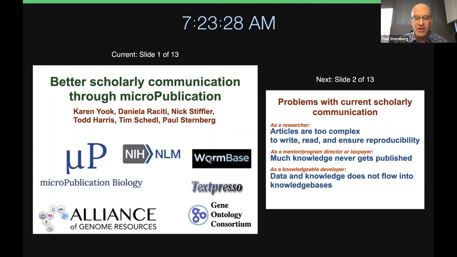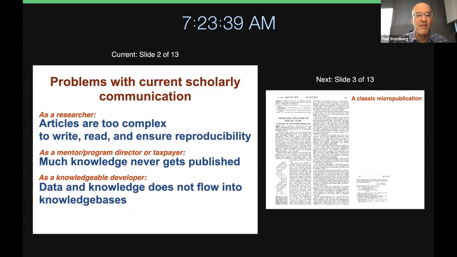I've been doing research and writing papers for 40 years, and I've been involved in knowledge bases for about 20 years. So that drives what I'm interested in, the motivation here. I view it as three different problems in scholarly communication. One is, as a researcher and reviewer, articles are too complicated: too complicated to write, to read, or even to evaluate for reproducibility. And I think, as Kaveh pointed out, the more granular you get, the easier it is to write, read, and be reproducible.